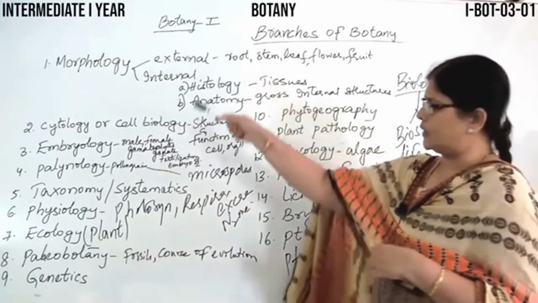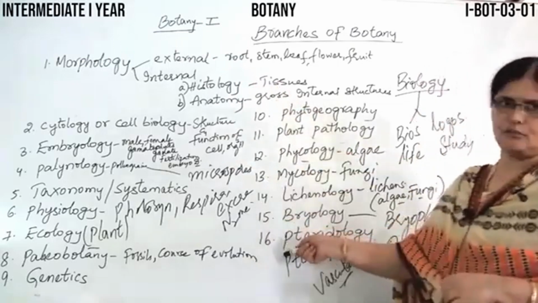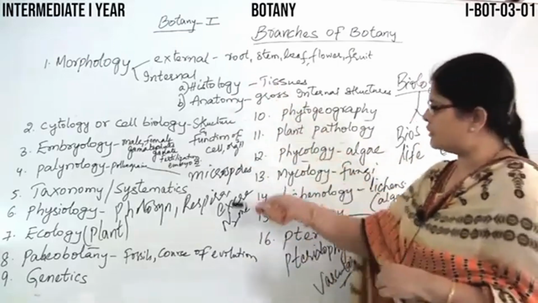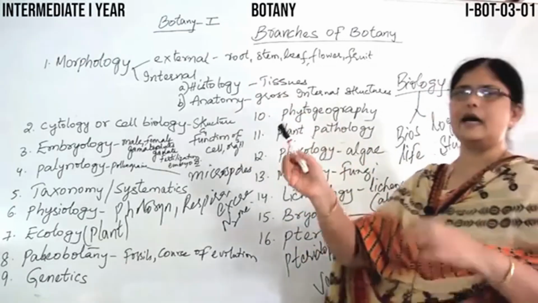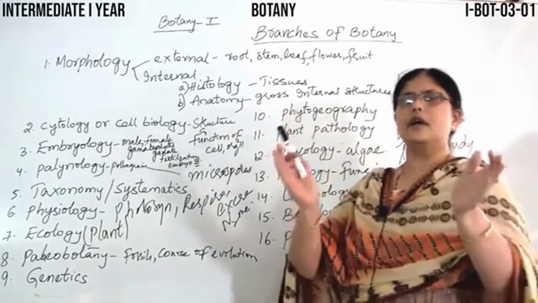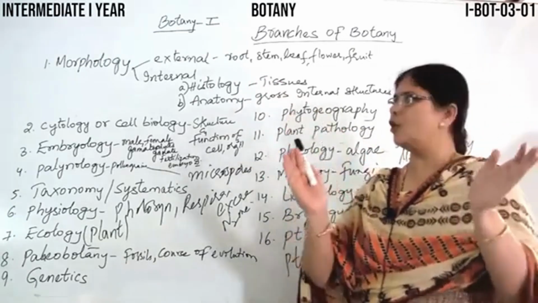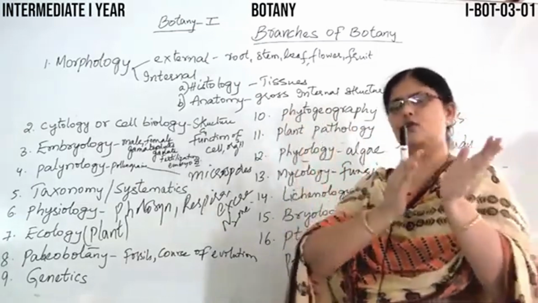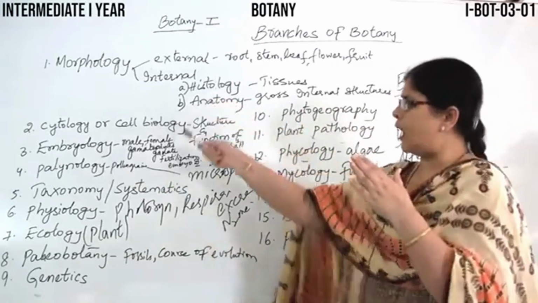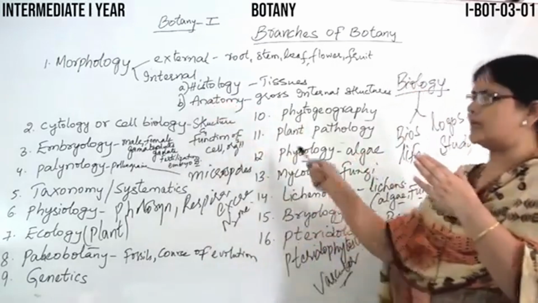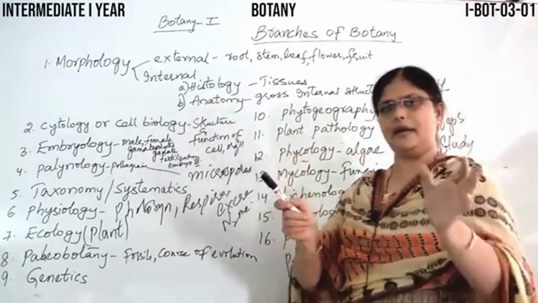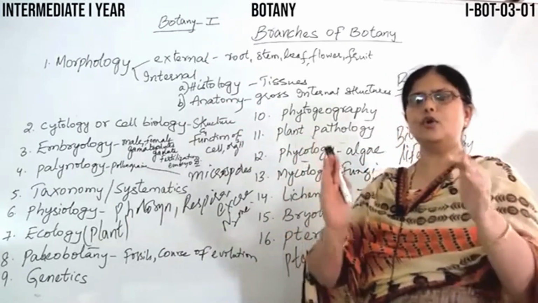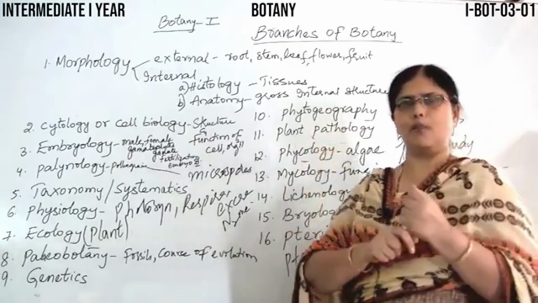So, in total, we have 16 branches of botany, and these 16 branches of botany are studied under different names, and they are called as branches of botany, and we all study during the course of your 2-year intermediate course. Every part or every branch of this botany is touched in a small bit for you to understand in toto the complete subject called as botany.